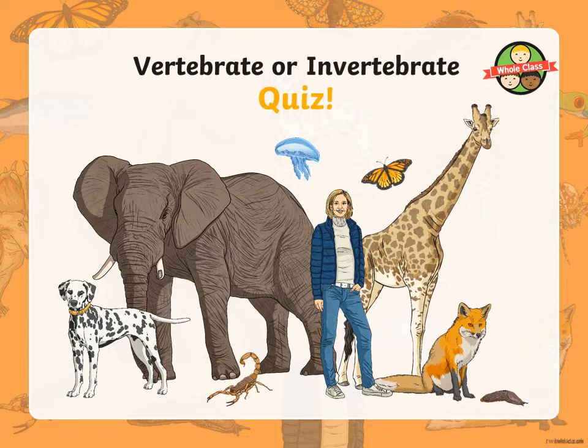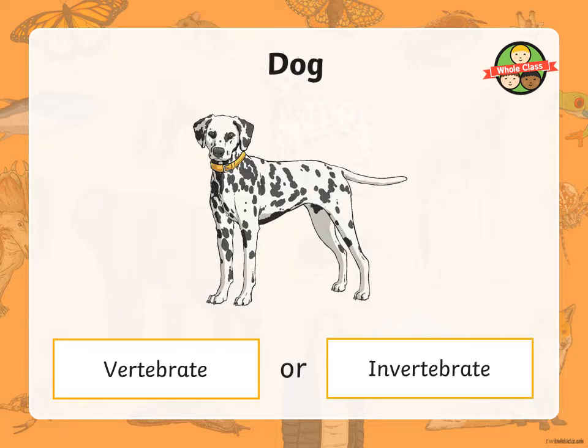It's just some fun. A dog. Does a dog have a backbone? Does it have bones just like humans do? What do you think? If you guessed it was a vertebrate, you are right. It does have a backbone.